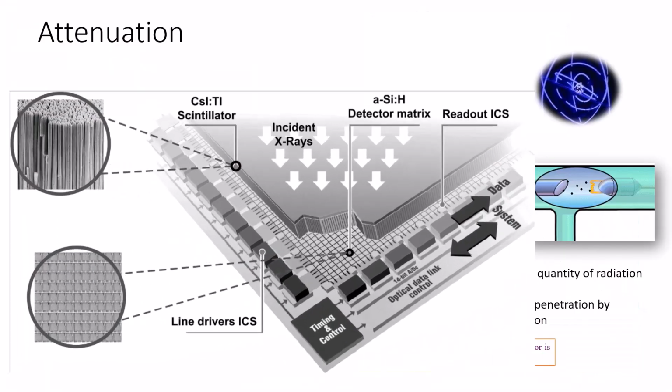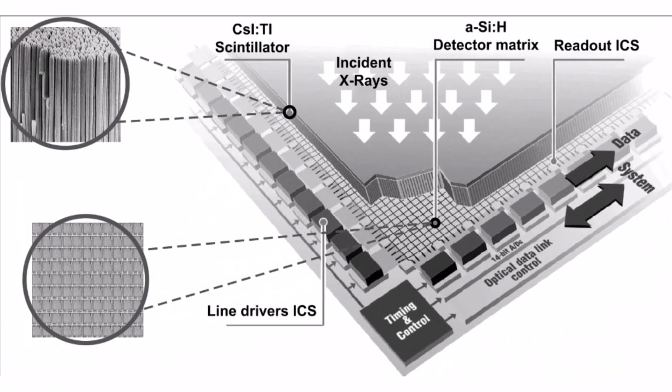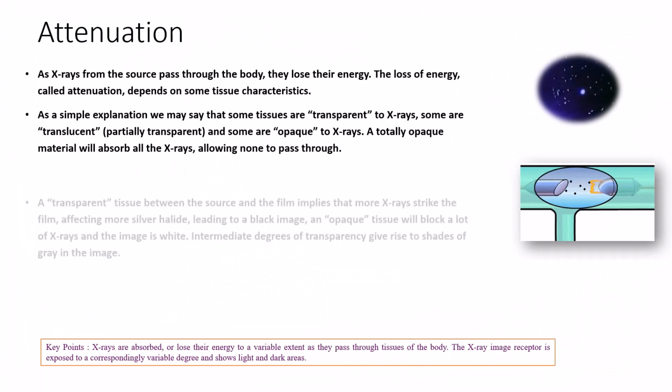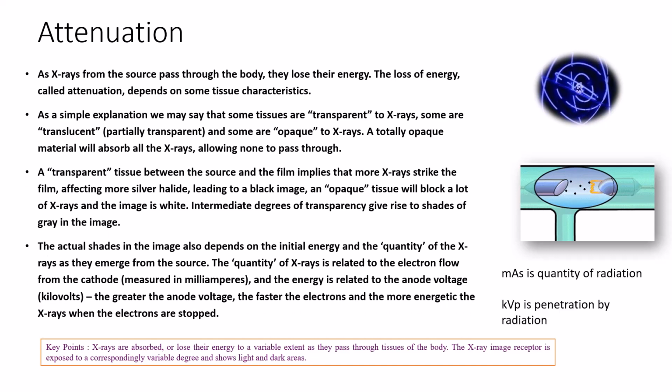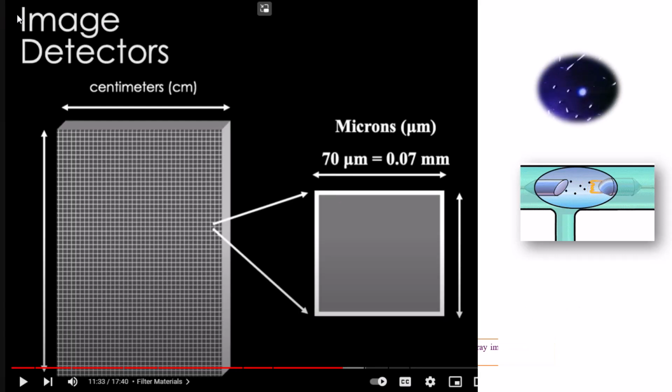Capture of the intensities is either direct or indirect. The key point of X-rays being absorbed by tissue is that the loss of their energy is variable to the extent at which it passes through the body. The X-ray image receptor is exposed to correspondingly different intensities to capture.